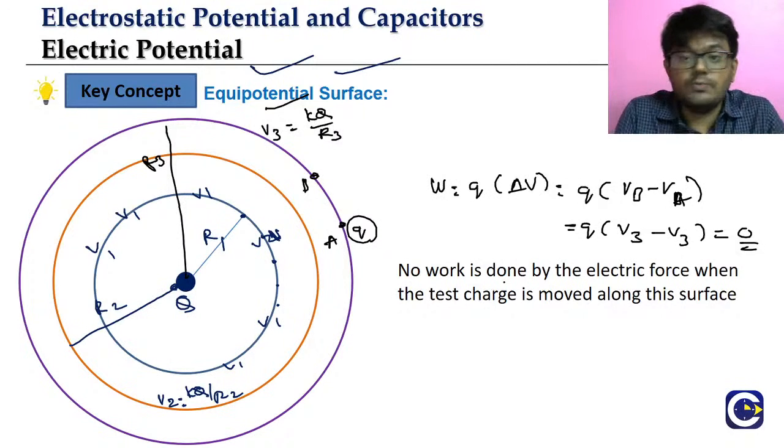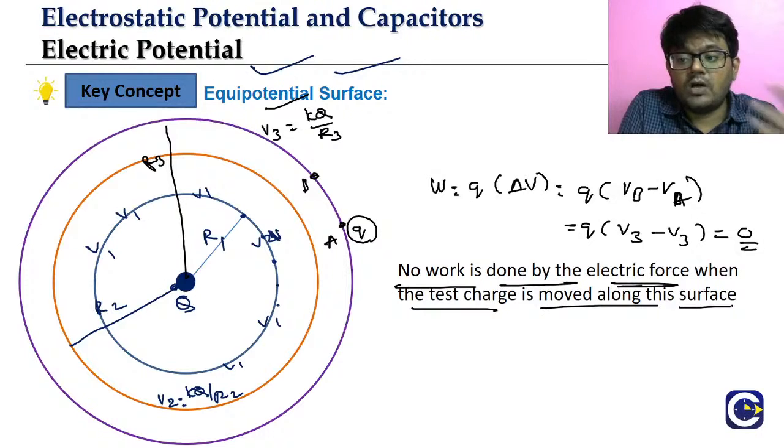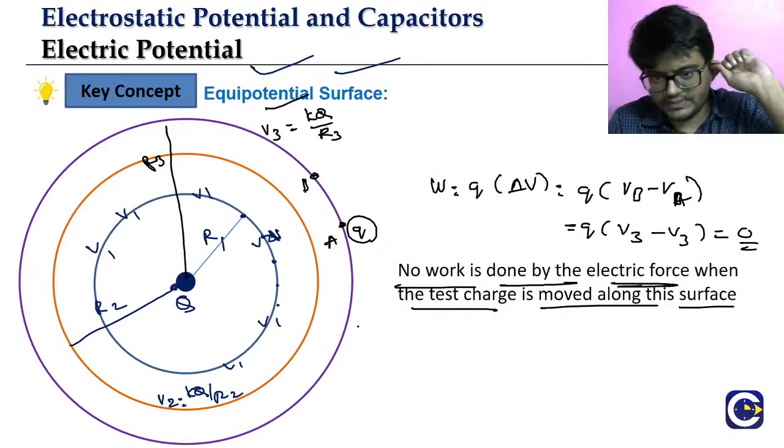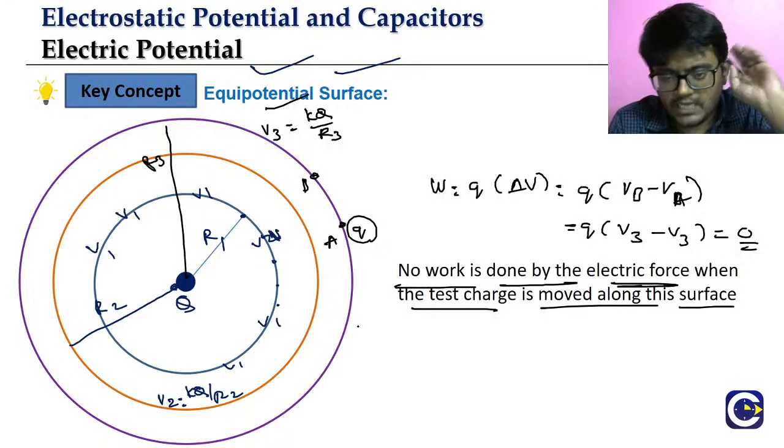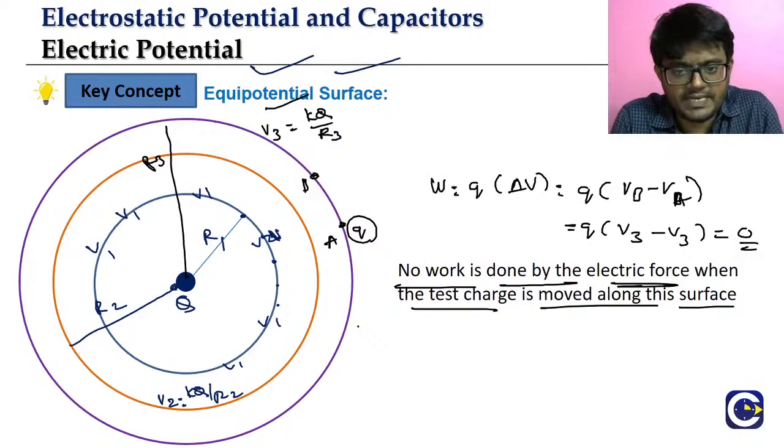If you are moving a charge on the equipotential surface, then what will be the work done? Work done will be 0. So no work will be done by the electrostatic force when a test charge is moved along the equipotential surface. If you move on the equipotential surface, no work will be done on the particular charge, because at each and every point the potential is the same, right?